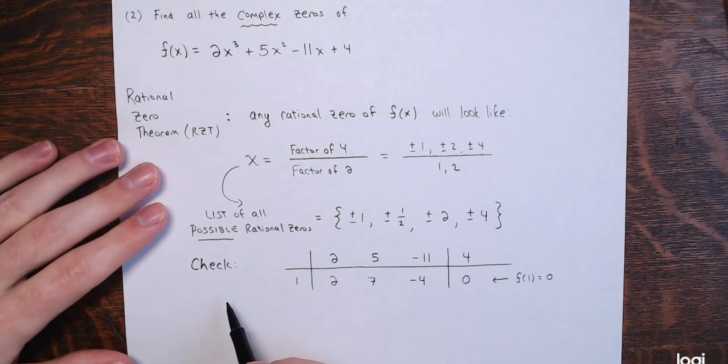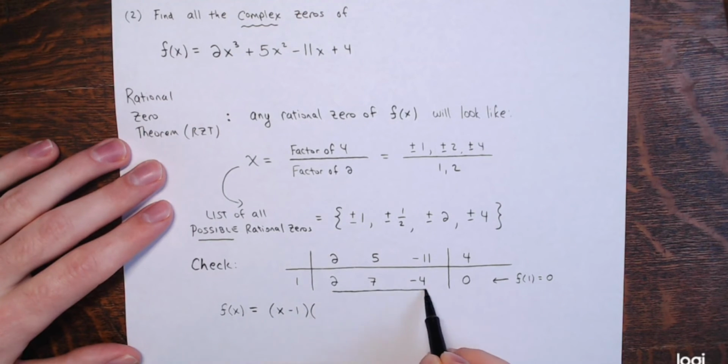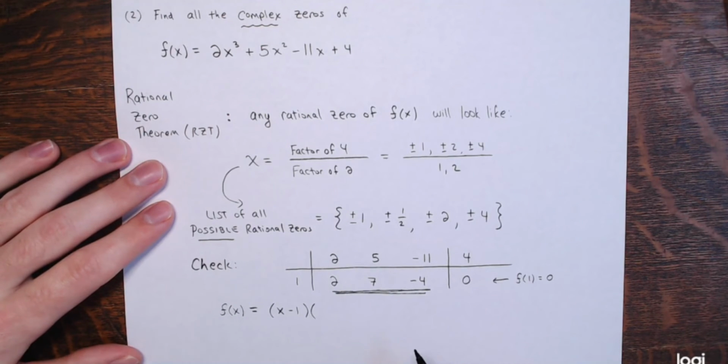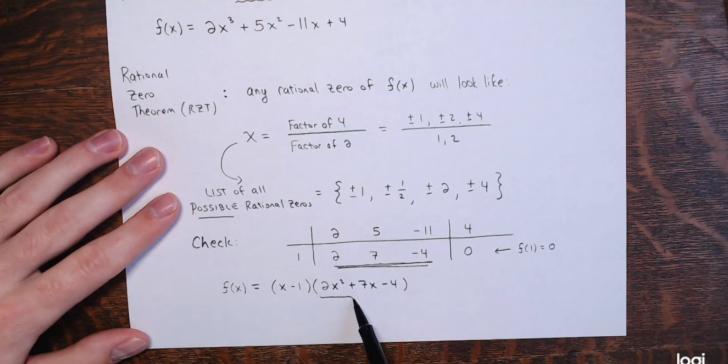So f of x is equal to, 1 is a 0, so x minus 1 is a factor. And then these numbers in between here are the coefficients of the quotient, which would be another factor. And this would be in descending order, so it would have to be a degree 2: 2x squared plus 7x minus 4. And then we go to this quotient and start again, find the zeros of this.